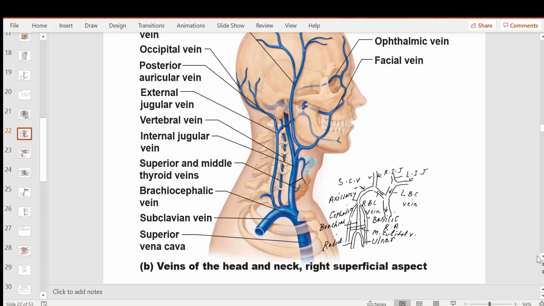Now let's talk about this picture. You remember, this is the right internal jugular, this is the left internal jugular. Okay, what happens? The internal jugular gives a branch that goes under the mandible, or the internal jugular has a tributary under the mandible, and this is the mandibular vein. Makes sense? The name, right? Mandibular vein.